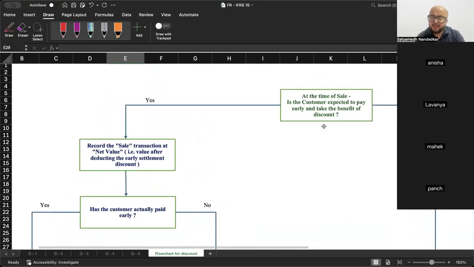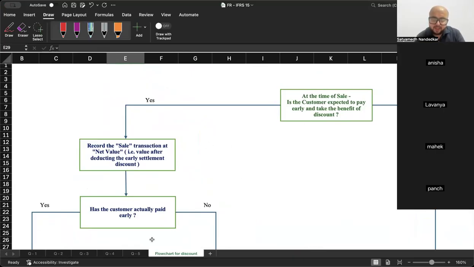Now, at the time of sale, ask yourself the question: is the customer expected to pay early and take the benefit of discount? If the answer is yes, then record the sale transaction at net value, that is, value after deducting the early settlement discount.